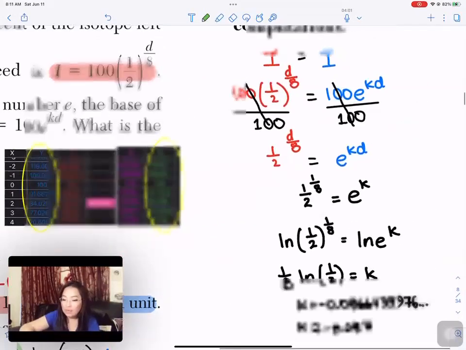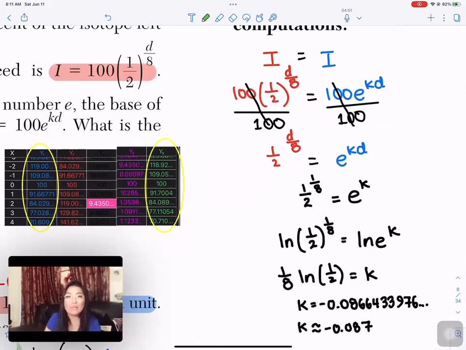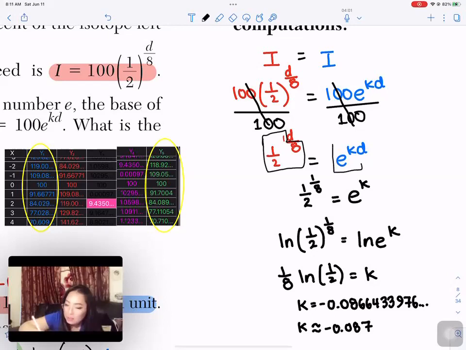So this is the work I did by hand. I set them equal and I divide both sides by 100 so that I can get the base isolated. And I realized that they both have d. So I just kind of ignored the d and said, okay, well, (1/2) to the 1/8 power is equal to e to the k power. Do you all see that?